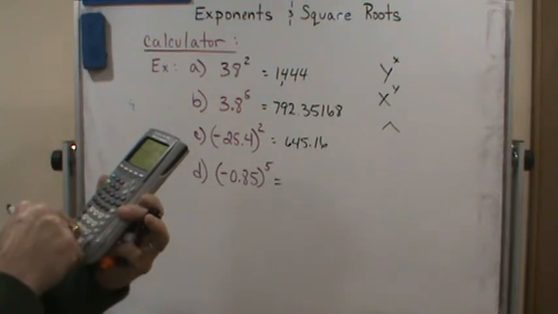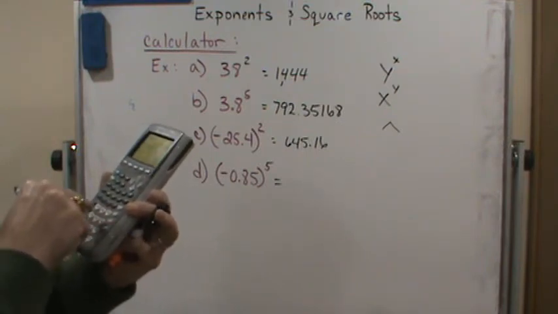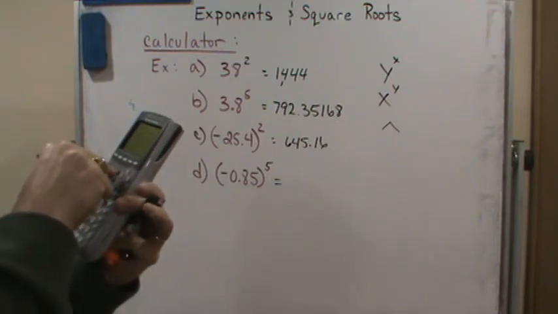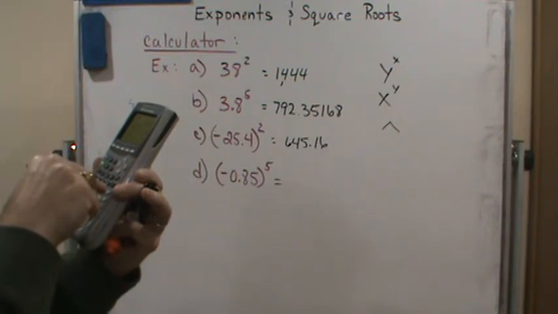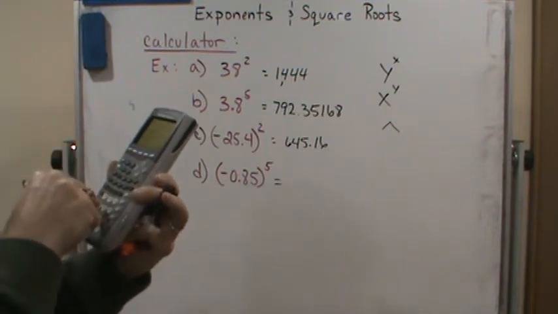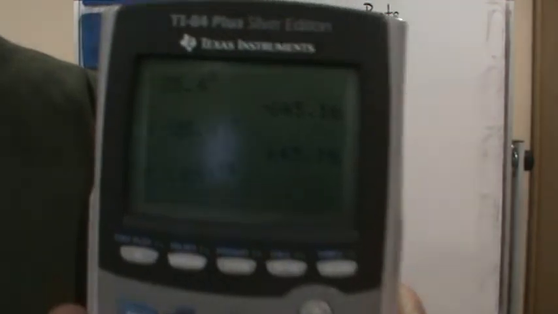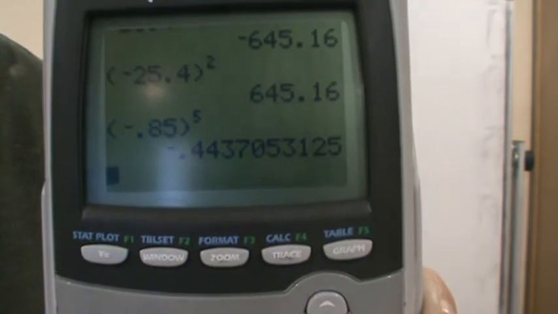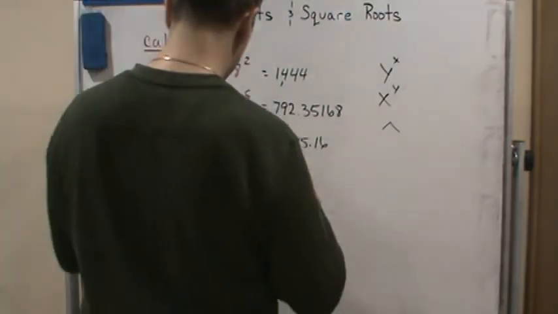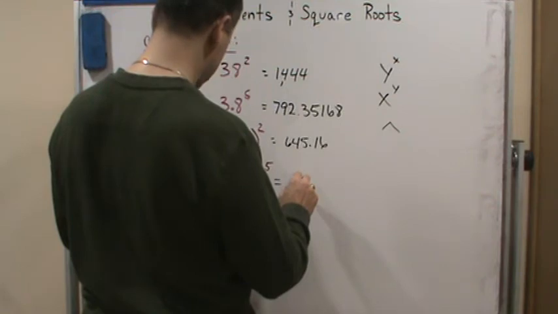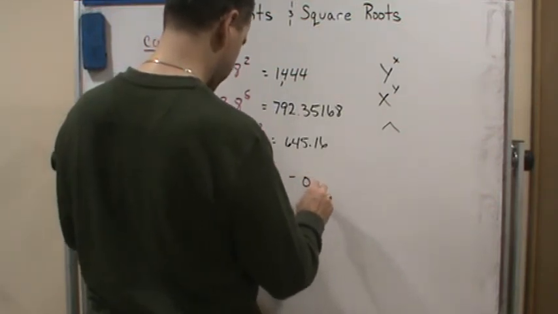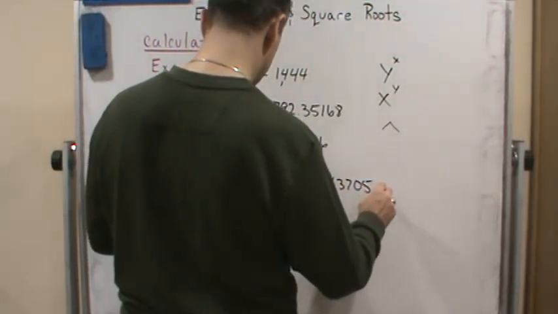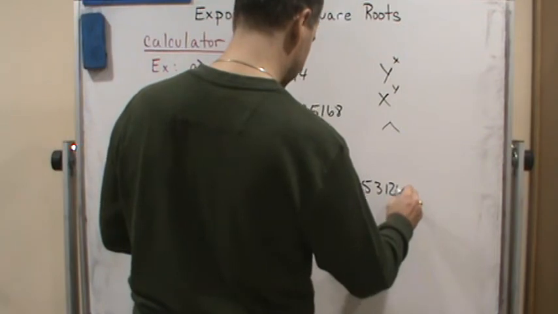So I'm going to put it in parentheses, so it's negative 0.85, and to the 5th power. Okay, so now that's what I have, and I'm going to hit enter. And there's my answer: negative 0.4437053125.